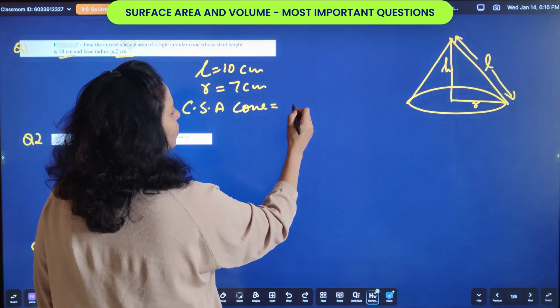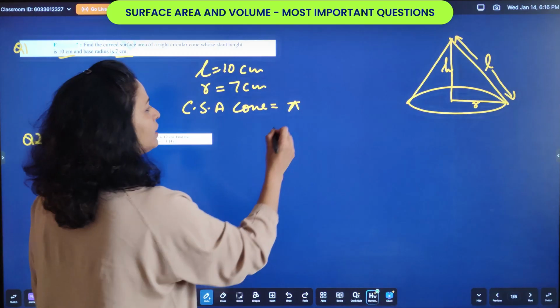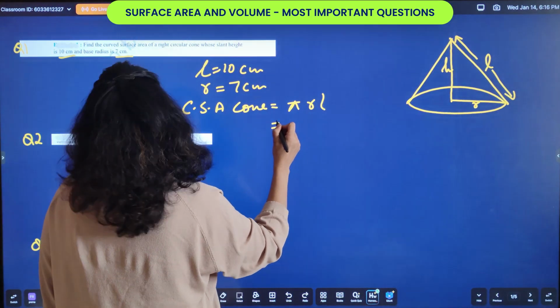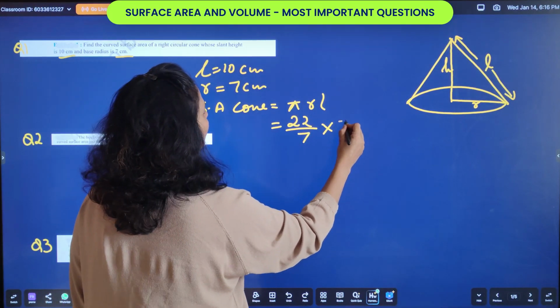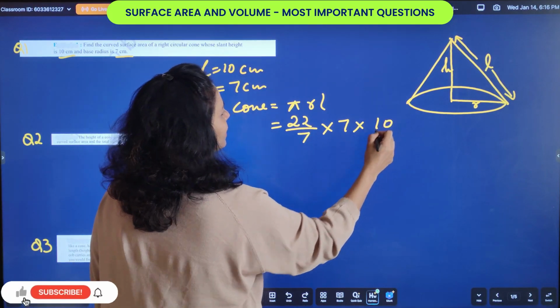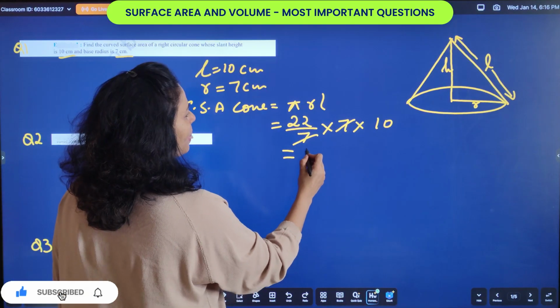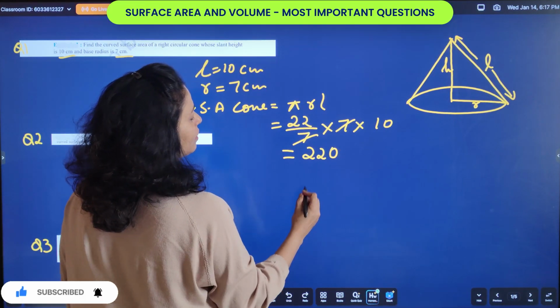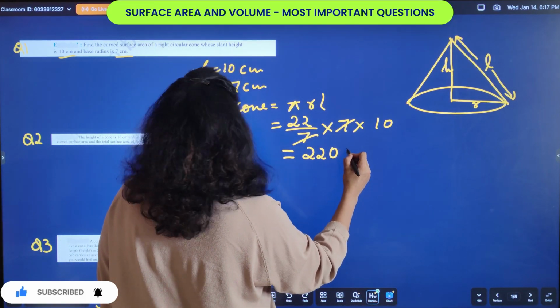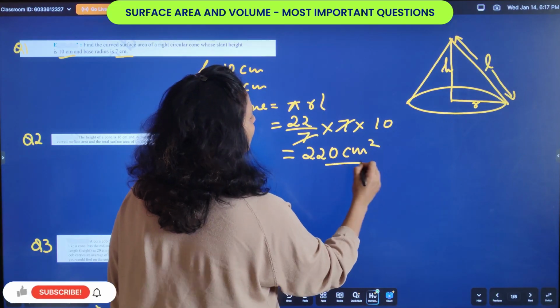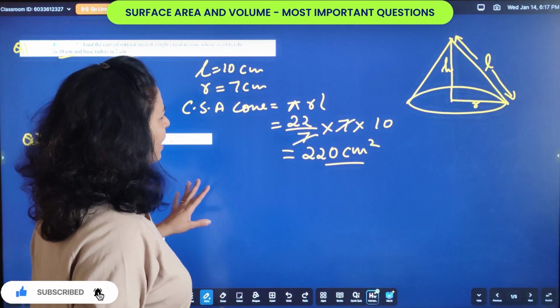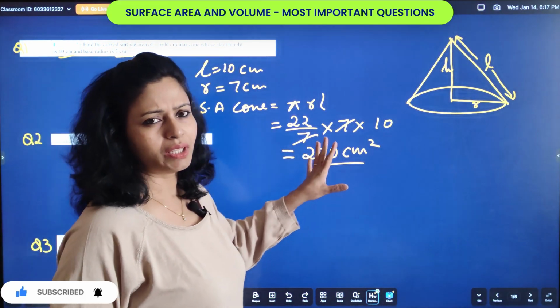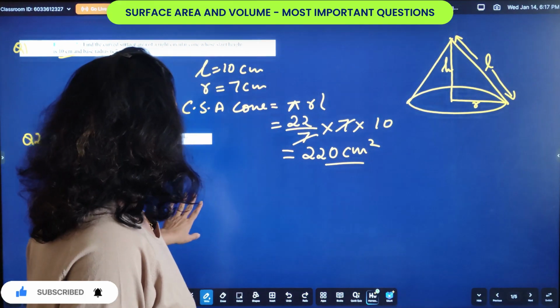So the CSA of the cone is pi R L. Here you can use the pi value 22 by 7 into R is 7 into L is 10. You can cancel 7 and you get 220 centimeter square as the CSA of the cone. This is a very easy question where the values are given and you can easily solve it.